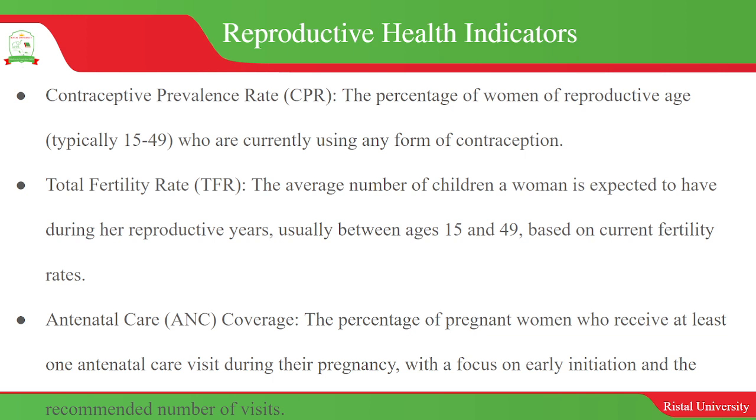So a South Sudanese woman can have on average how many children? The data that we have indicates that it is 6. Okay? And then what we call the antenatal care coverage: the percentage of pregnant women who receive at least one antenatal care visit during their pregnancy, with the focus on early initiation and the recommended number of visits. So that's the third reproductive health indicator.